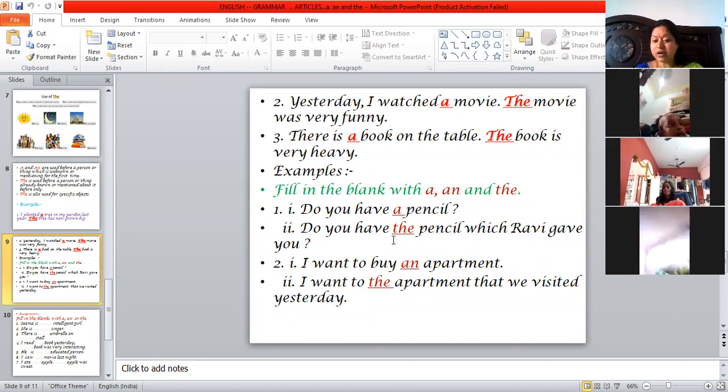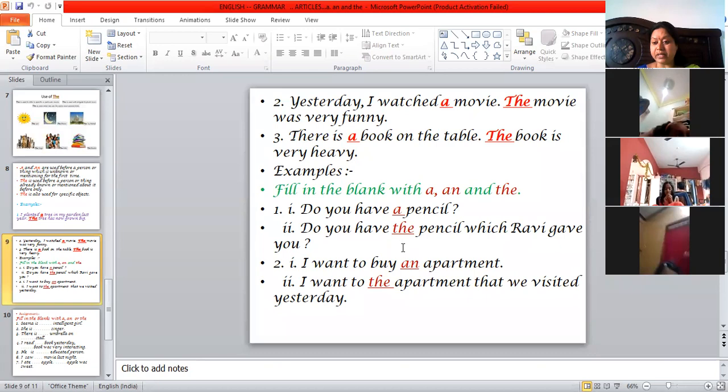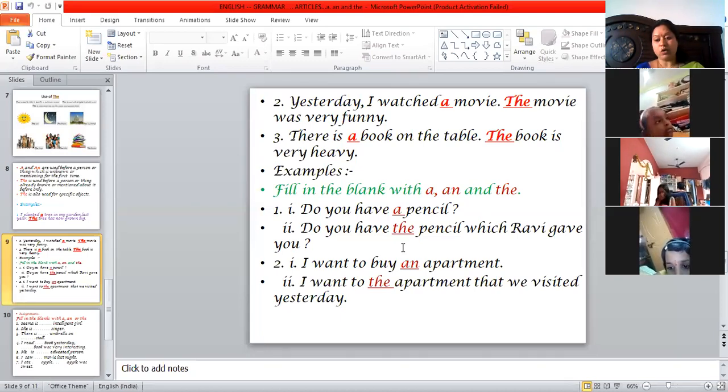Now, do you have, again, you should not write a pencil. You should write, do you have the pencil? Because you are talking about that particular pencil. You are talking about the specific pencil which Ravi gave you. So you are not talking about any other pencil. So when you are talking about a specific noun, then you need to use the before the noun. And also, when a noun is introduced for the second time, then also you need to use the before the noun. Children, concentrate.